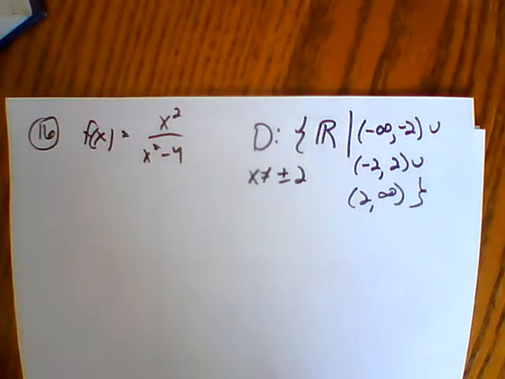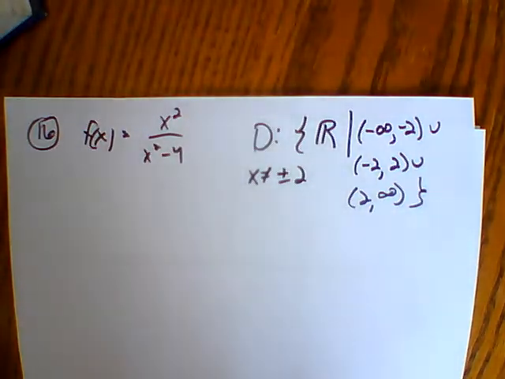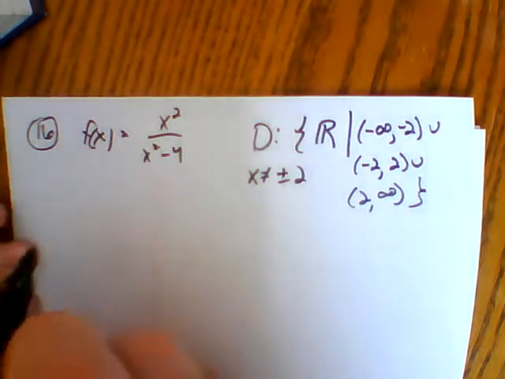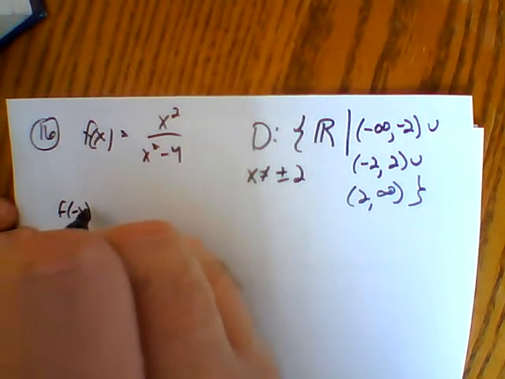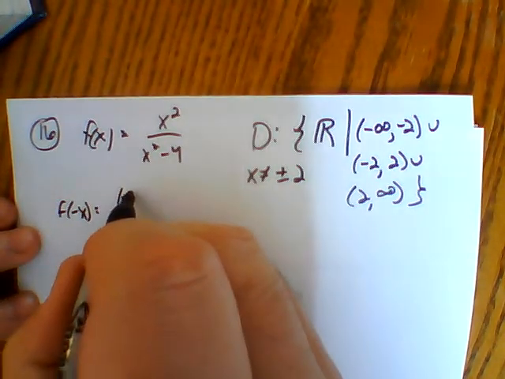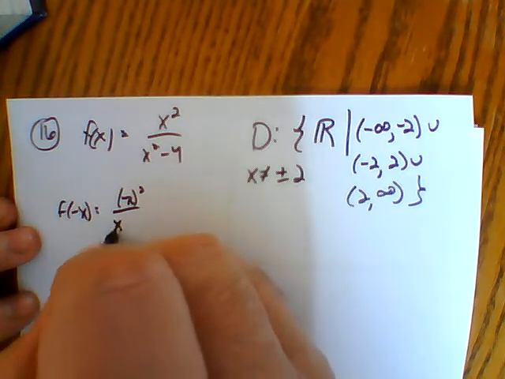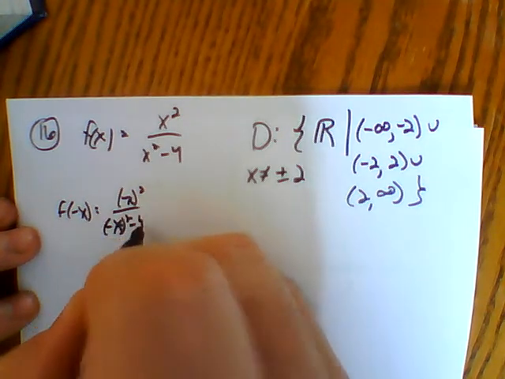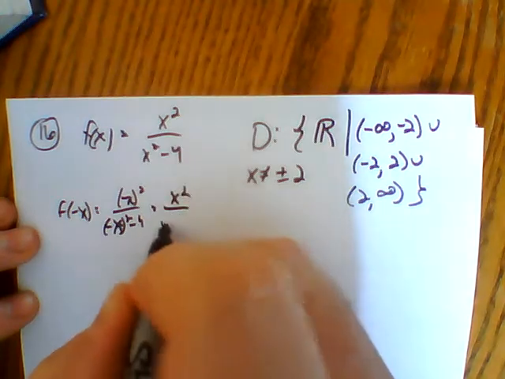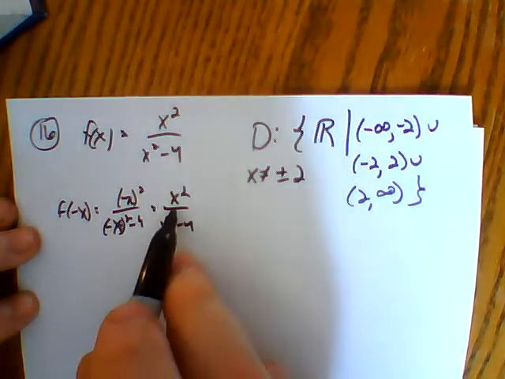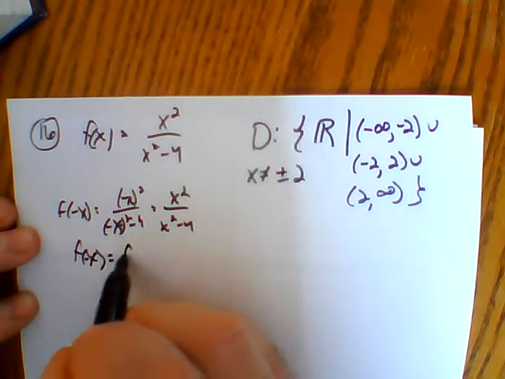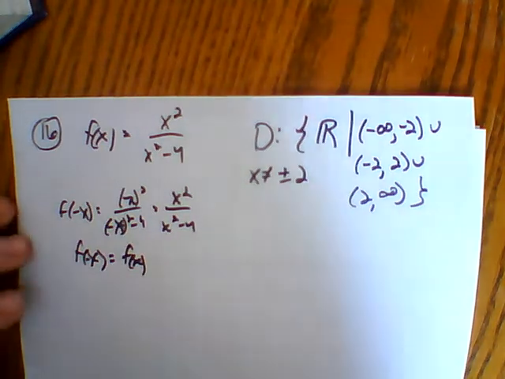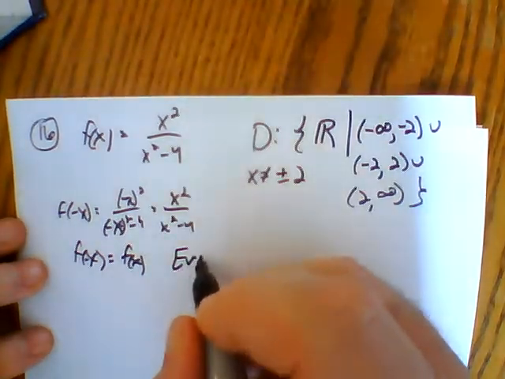Next thing that we look at as we graph is whether there is any symmetry. For symmetry, we would look at f of negative x. That would be negative x squared over negative x squared minus 4, which is x squared over x squared minus 4, our original function. So f of negative x equals f of x, which tells us this is an even function.